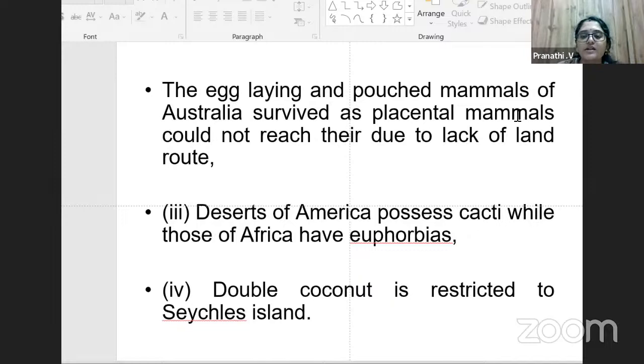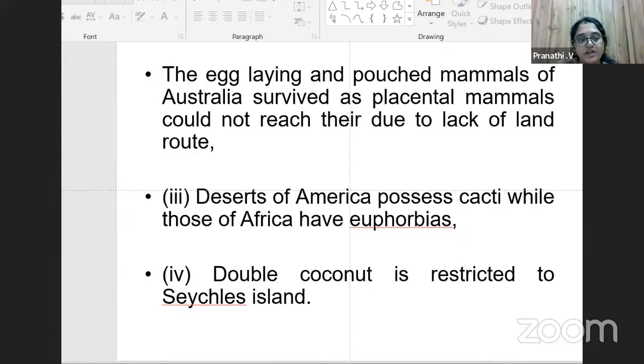And then they survived as placental mammals, and because they could not go through the land route, they are endemic, or they are present only in Australia and those areas. Different kinds of cacti are present only in America. The double coconut is present only in the Seychelles.